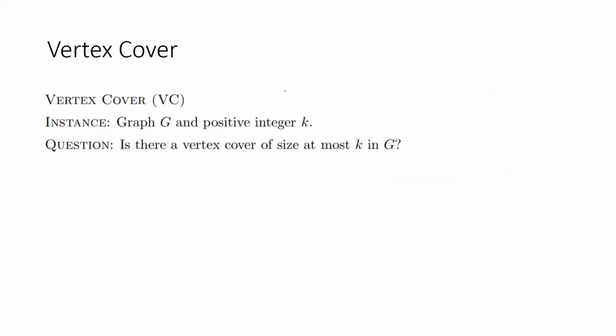Next is about vertex cover. Let's first review the concept of vertex cover. You are given a graph G and a positive integer K, and you want to know whether there's a vertex cover of size at most K in G, which means you have a vertex set whose size is smaller than or equal to K, and for every edge in the graph, at least one of its endpoints is included in this set.